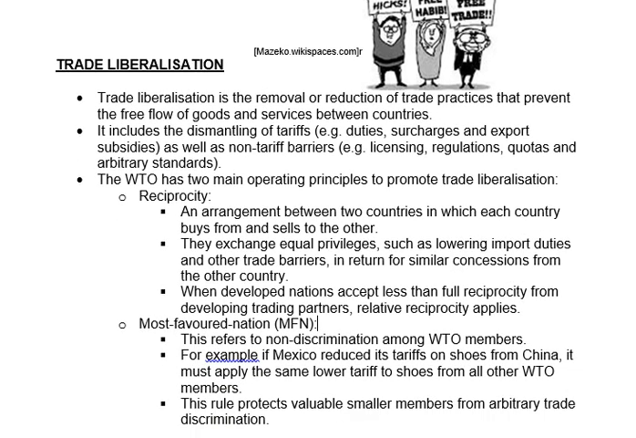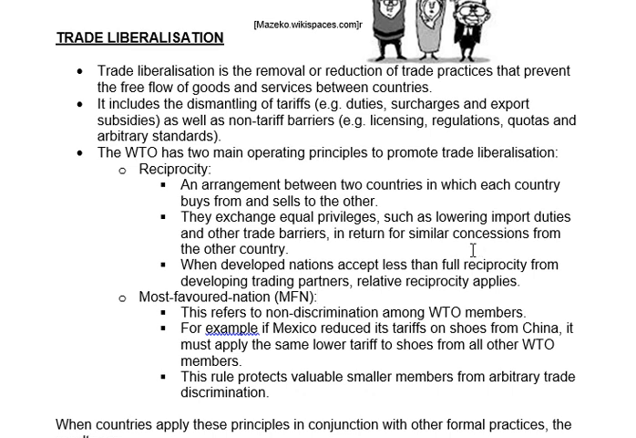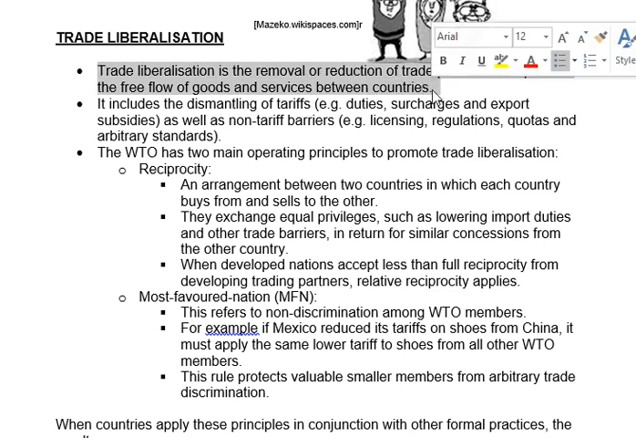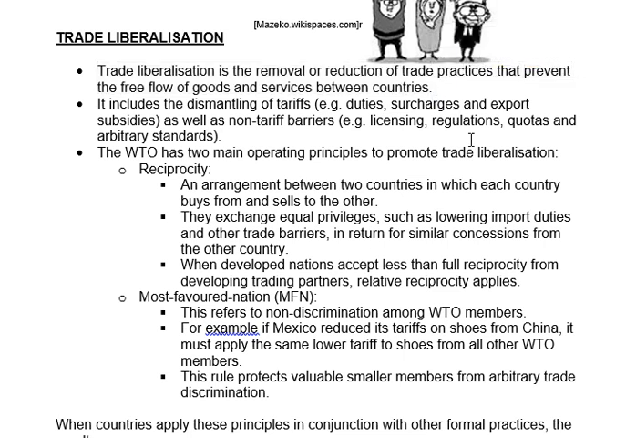The next thing we're looking at today is just trade liberalisation. Trade liberalisation means to make trade more free, the process of moving towards free trade. This first definition here, that one that I've highlighted just now, is your definition. It is the removal or the reduction of trade practices that prevent the free flow of goods and services between countries. So the process of reducing any restrictions that we have on trade, when we start reducing those tariffs and those quotas, that is trade liberalisation. We are freeing up trade.